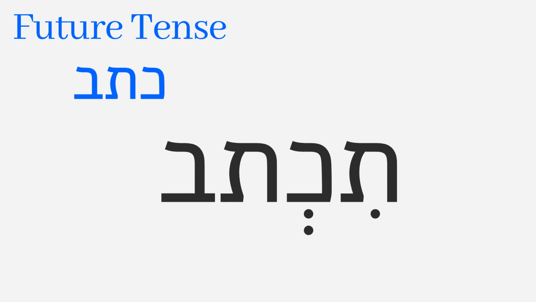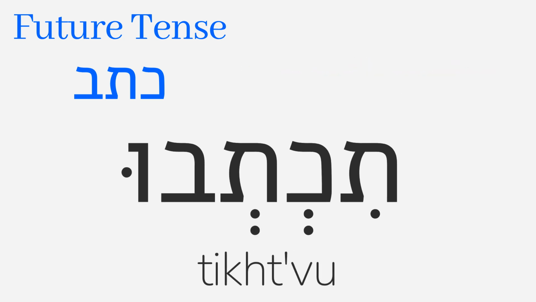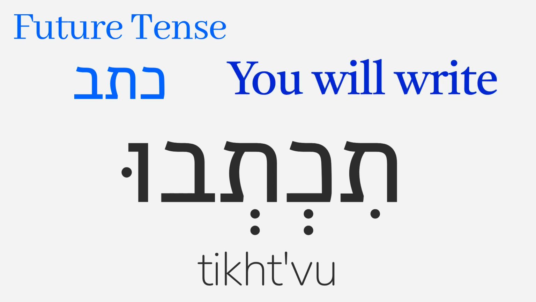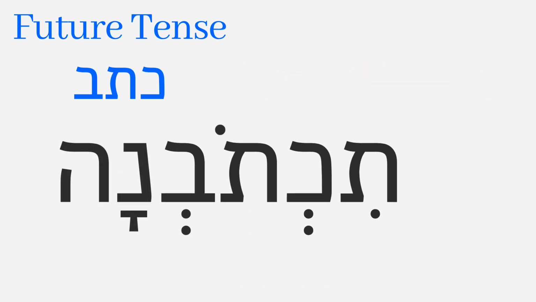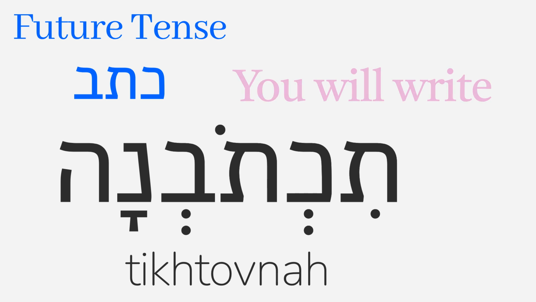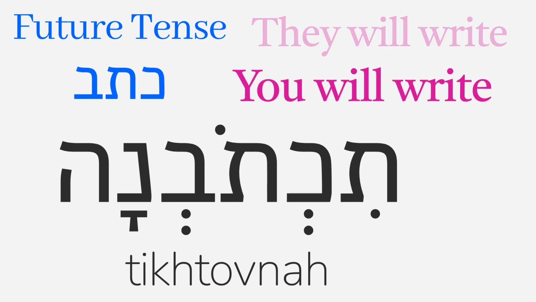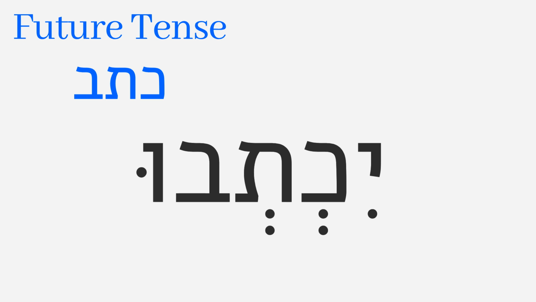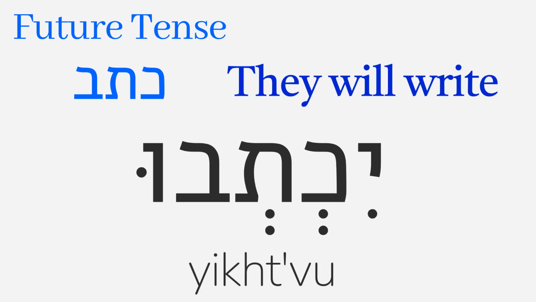And adding u makes tichtevu. You will write masculine plural. And adding na makes tichtovna. You will write feminine plural, or they will write in feminine form. And adding u to yichtov makes yichtevu. They will write. Let's say I will write to her.